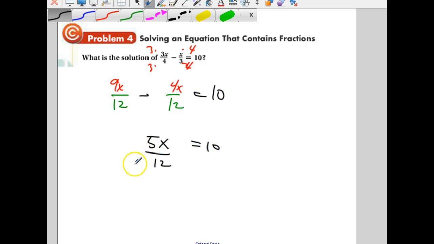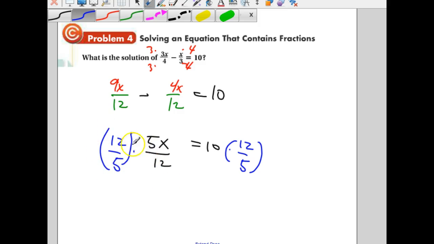And this is a one-step equation which we have practiced over the last couple of days. So you would times by the reciprocal. There's other ways to do this, like you could just times by 12 to get rid of the denominator, and then you end up dividing by 5. But I'm going to do that all in one step. Times by 12 fifths on this side, times by 12 fifths on this side. This side of the equation, the left side, will give you 60 over 60 x. This side of the equation, you multiply fractions straight across, 120 over 5.